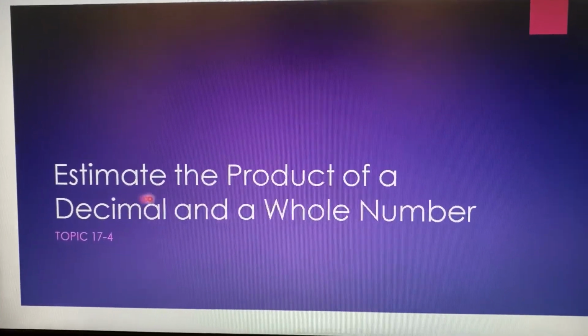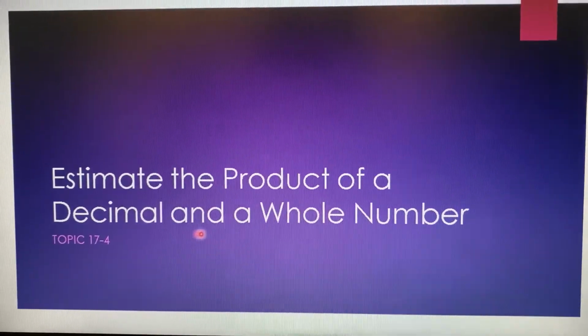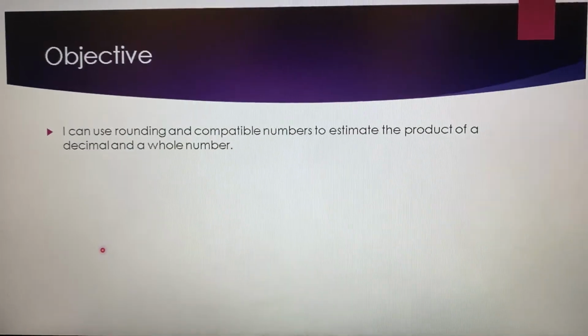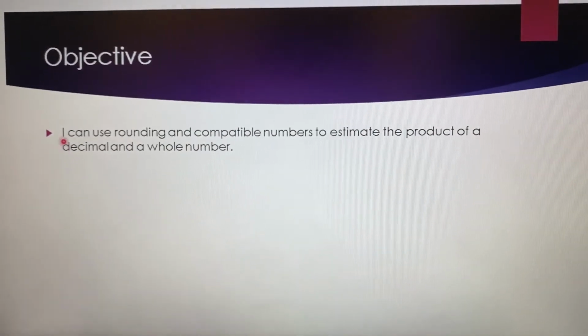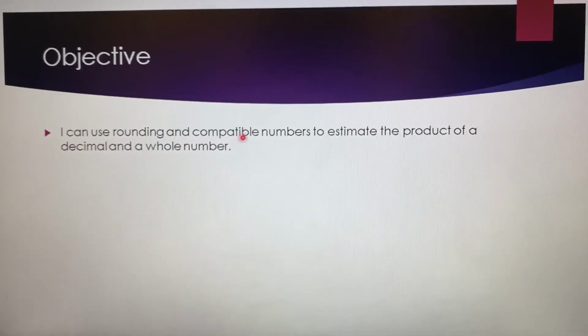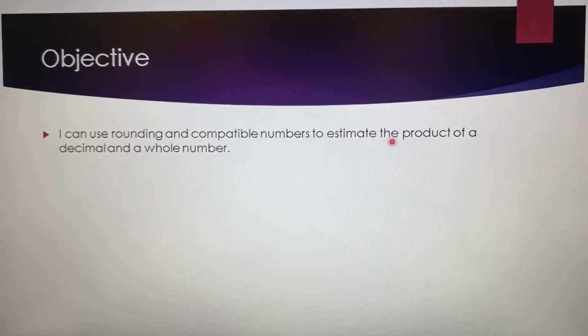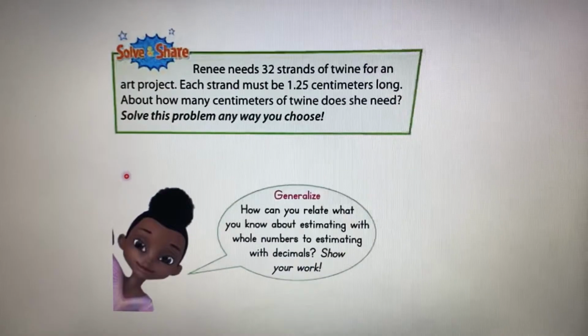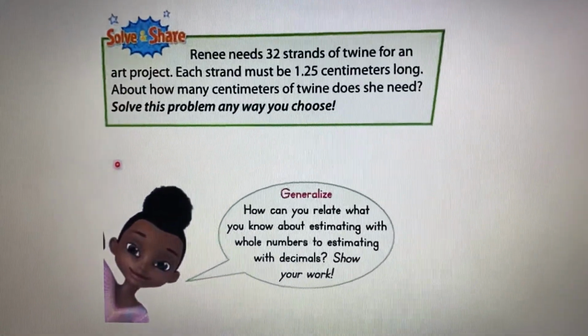Today we're taking estimate the product of a decimal and a whole number. Topic number 17, lesson 4. The objective of our lesson today is I can use rounding and compatible numbers to estimate the product of a decimal and a whole number. Let's take the first question.